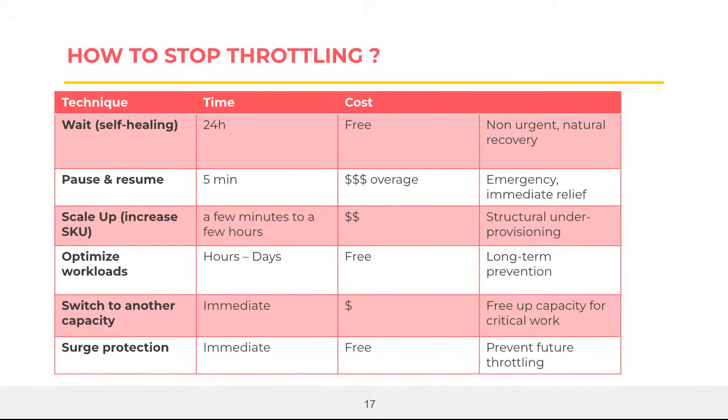The other one is to scale up your SKUs. For example, if you are using an F16 and you see, okay, I have an issue, I'm throttling, I don't want to throttle, you can increase your capacity during a few hours just to go below the level, and then in this case you would be able to use your capacity back.